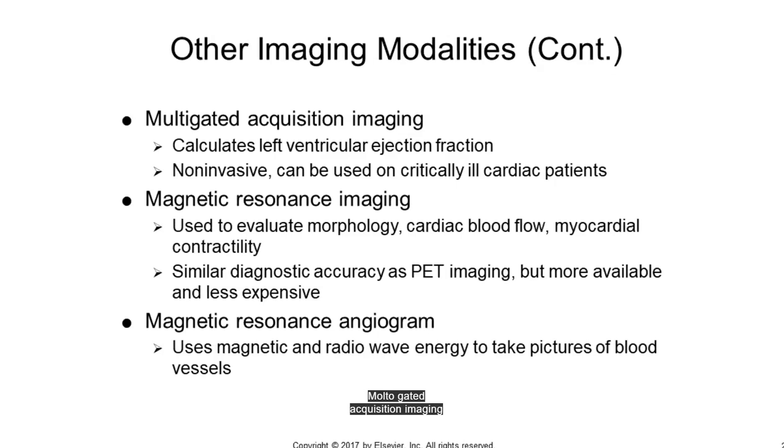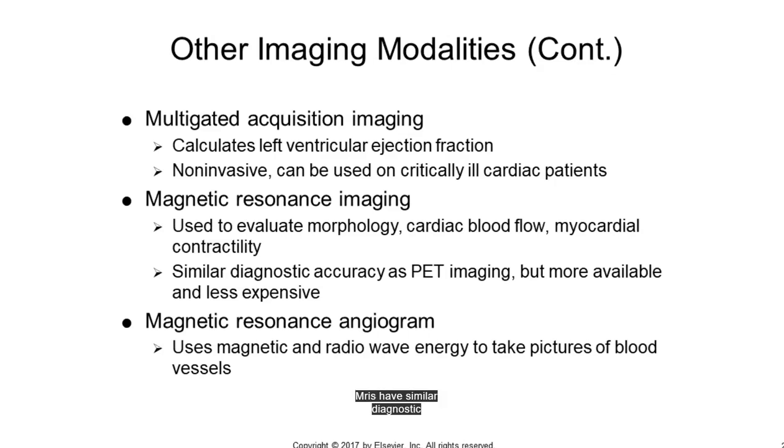Multigated acquisition imaging is a non-invasive technique to calculate left ventricular ejection fraction in the critically ill cardiac patient when cardiac catheterization would be dangerous. It consists of injecting a radioactive tracer and collecting images with a gamma camera. It measures multiple individual ejection fractions, knowing the heart rate and RR intervals on the ECG.